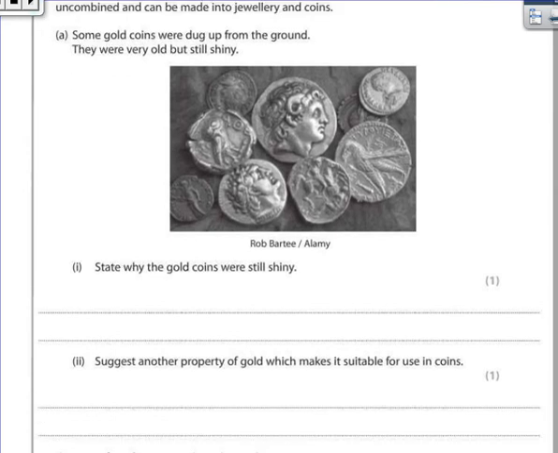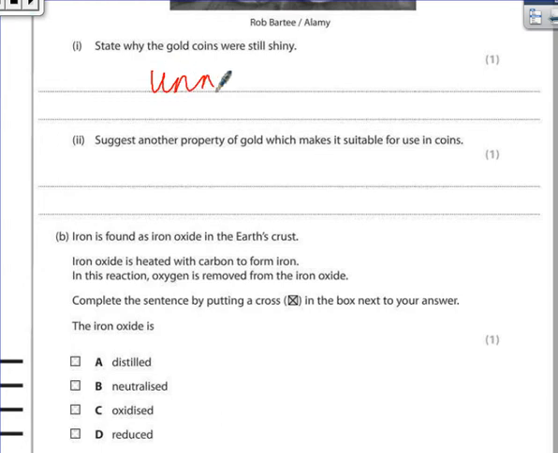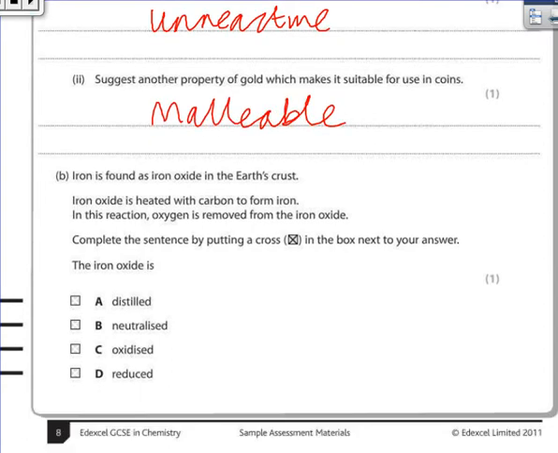So here we go. It's about metal coins. Why are the gold coins still shiny? Because they are unreactive. The gold is an unreactive metal. Suggest another property of gold. It's malleable. That means it can be beaten into shape. It can make coins. Fantastic.